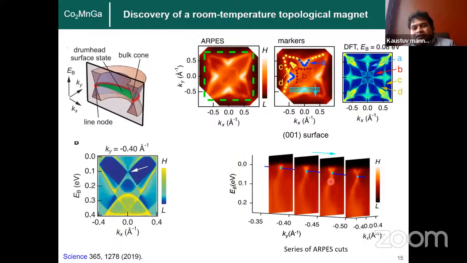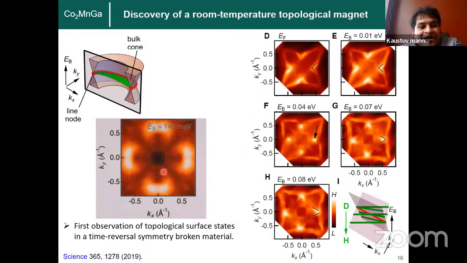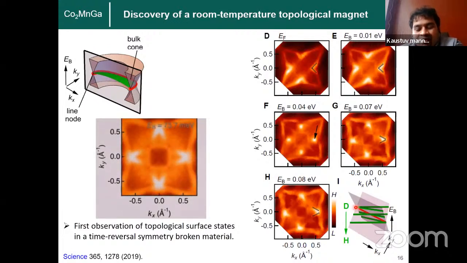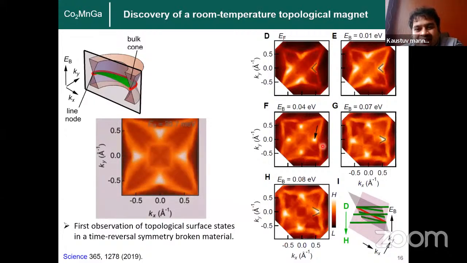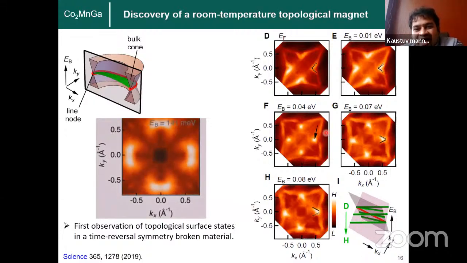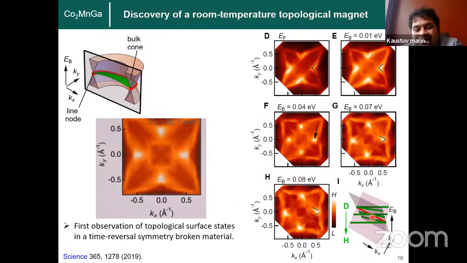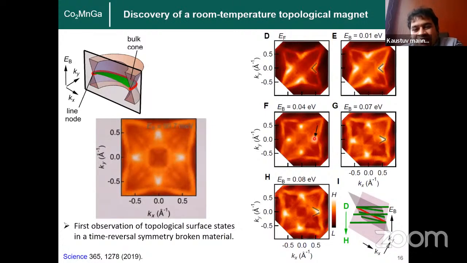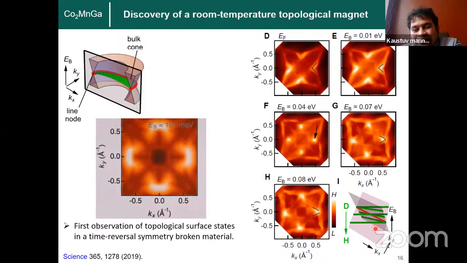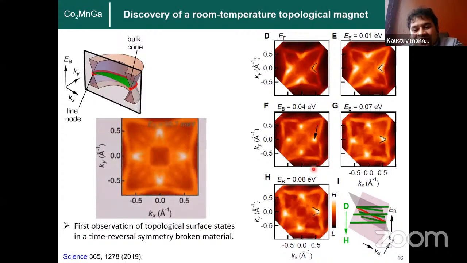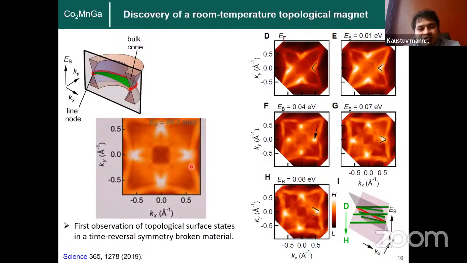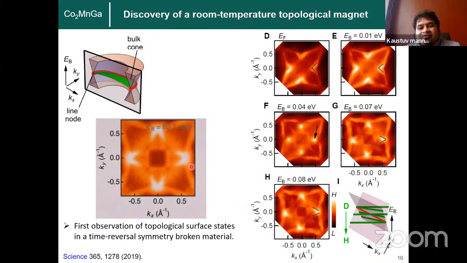Then we look into the energy-dependent vertical cross sections. We just go from top to bottom as we change the energy. At the top, we have this kind of feature. As we lower the energy, we hit the nodal line and it forms a point, and as you go deeper, you have the opposite kind of feature. Together, this gives a clear indication that what we are observing in this material is topological states.